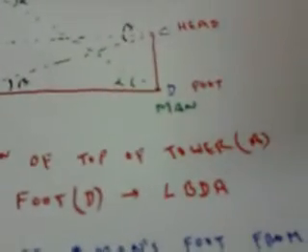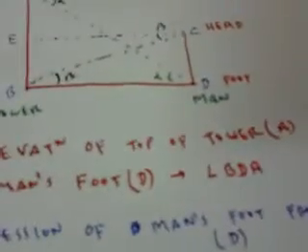So let's ask a few questions. Angle of elevation of the top of the tower A from the man's foot D. That means I am standing at D, I am looking towards A, so it's the angle of elevation. Angle of elevation is what DA makes with the horizon BD, so angle of elevation is BDA.